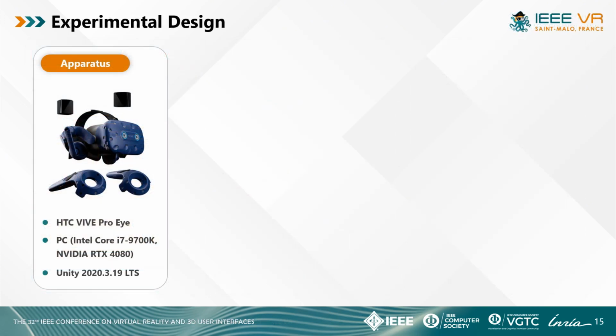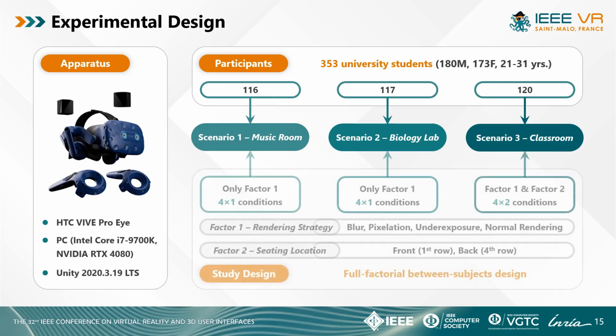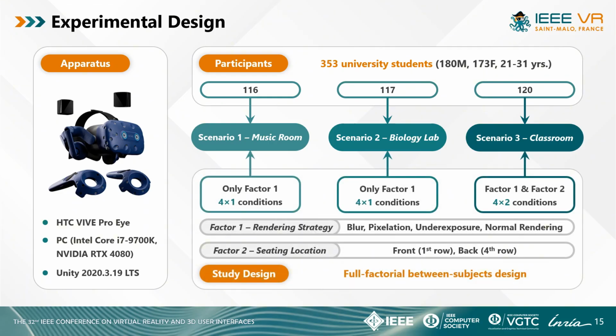We used an HTC Vive Pro Eye and Unity for our setup, and we recruited 353 university students to evaluate the GCR strategies. We went with a full factorial between subjects design, with 4 conditions for scenarios 1 and 2 and 8 conditions for scenario 3. Participants were randomly assigned to different scenarios and rendering conditions.